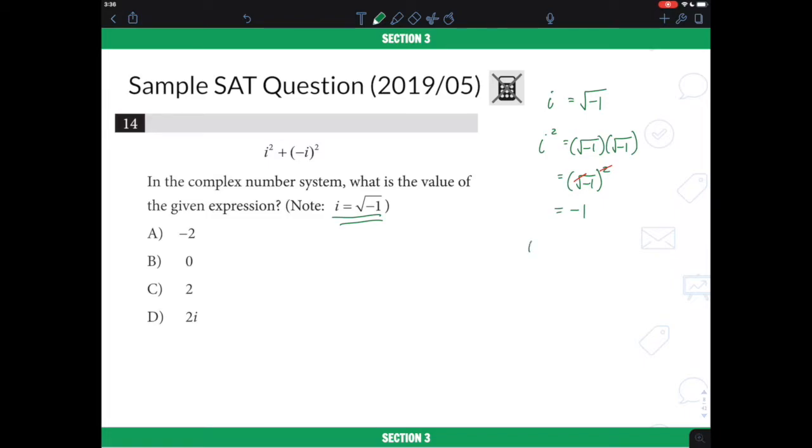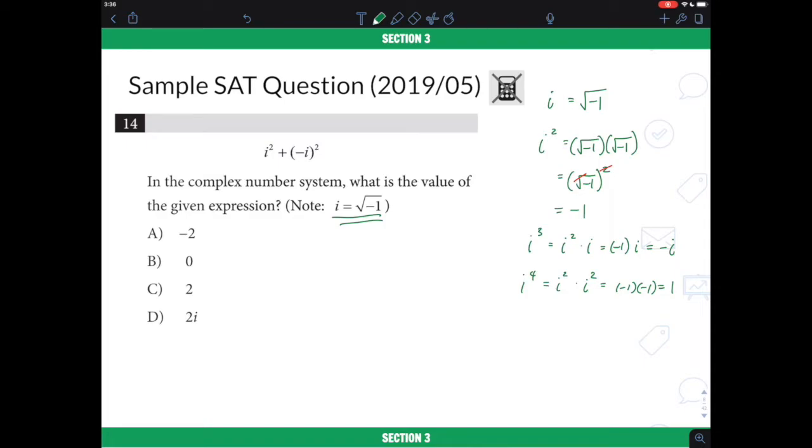Okay, and we can go even further, just in case. i cubed is the same thing as i square times i. And since we knew i squared equals -1, then we can simply do -1 times i, which is equal to -i. And i to the fourth is equal to i square times i square, and that's how we have -1 times -1, which is equal to 1.